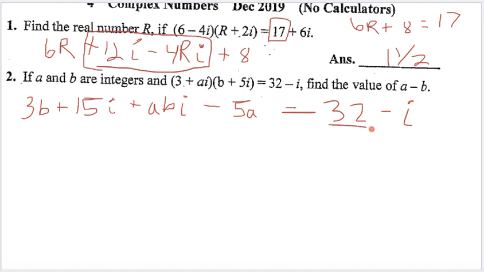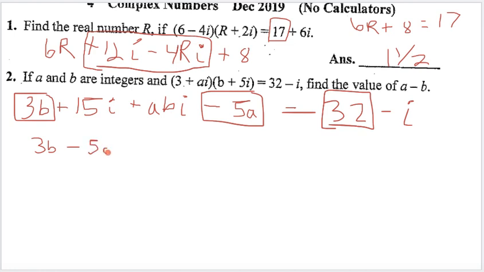All right, so this is the real part, 32. Where's the rest? This is the real part. This is real. And this is real. 3b minus 5a equals 32. Can't solve anything there yet.